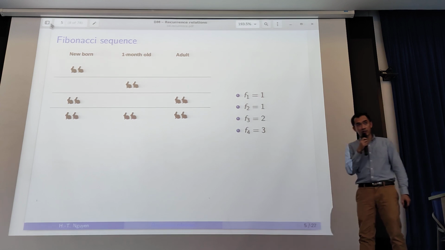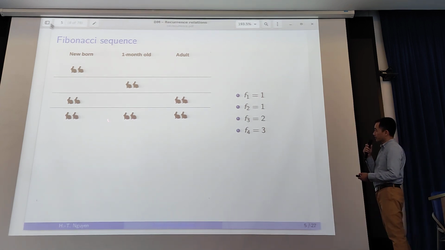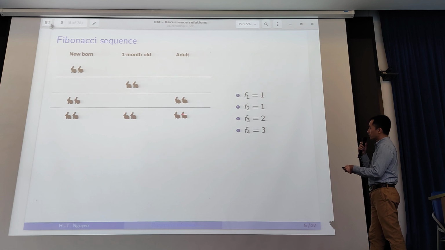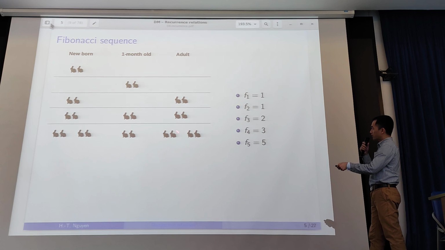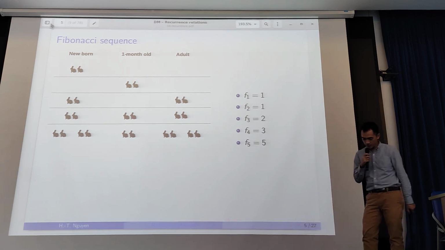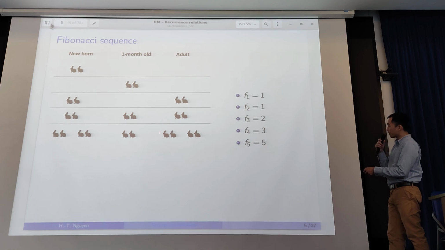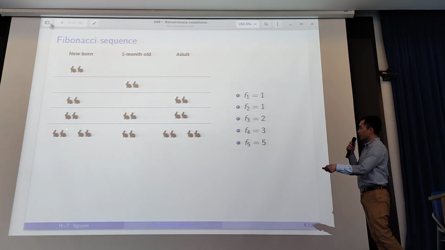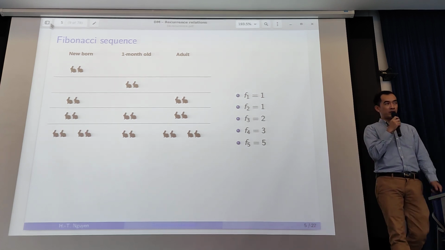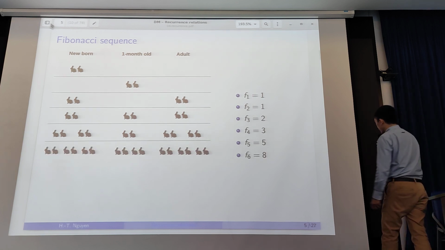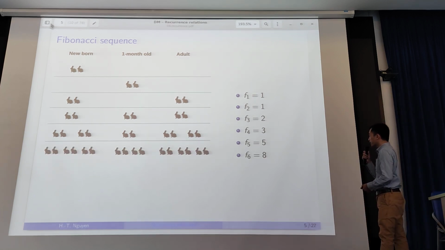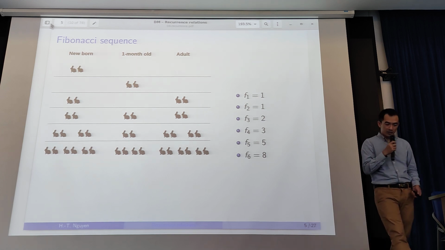As you can guess, the following month, the 5th month, you will have 2 adult pairs of rabbits. This one here moves here, so now we have 2 pairs in this category. We have 1 pair here, which was the newborn pair the previous month, and then we make a copy of this. These 2 pairs will give birth to 2 new pairs here, and we have 5 pairs of rabbits in total. And then you can continue, and you find F6 is equal to 8.